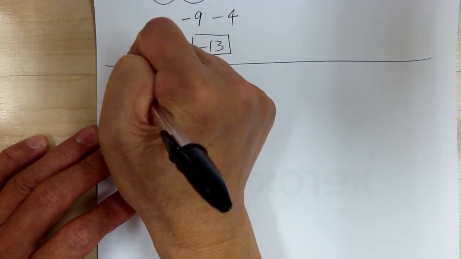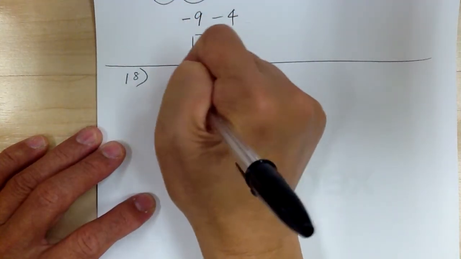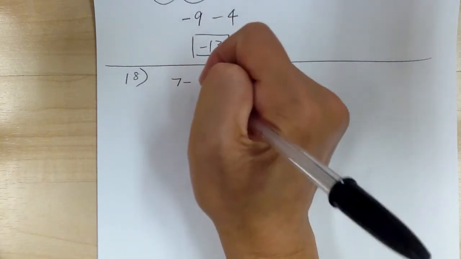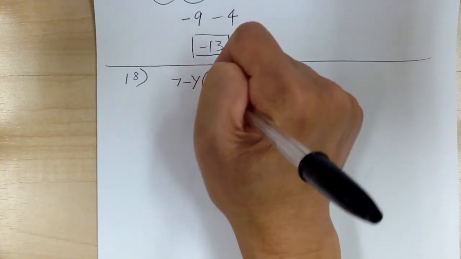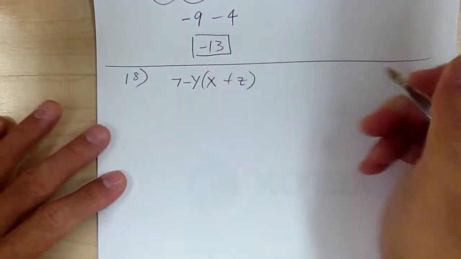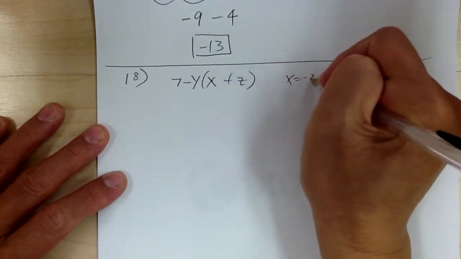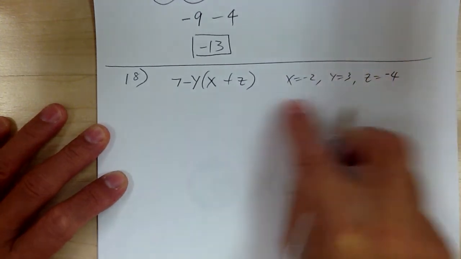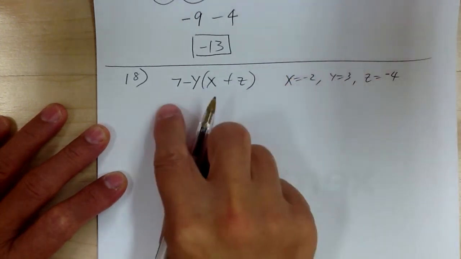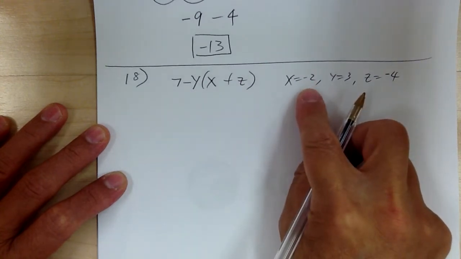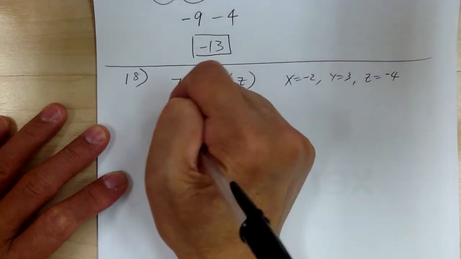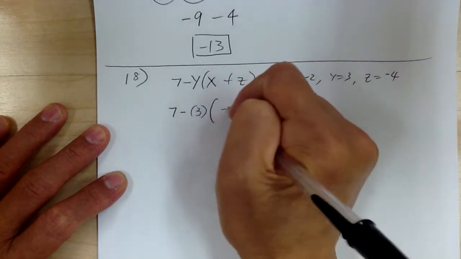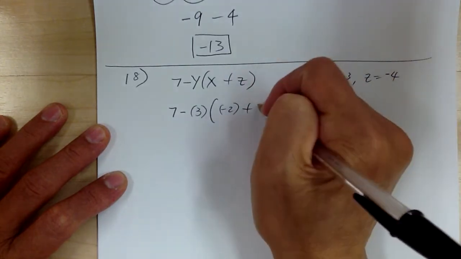Let's go to number 18. You have 7 minus y times x plus z. So x equal to negative 2, y equal to 3, z equal to negative 4. Again, first you substitute, and whenever you substitute, put in parentheses, or else, especially when it's a negative, it's going to get messed up. So 7 minus 3 times x is negative 2 plus z is negative 4.